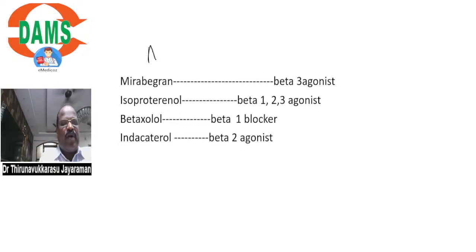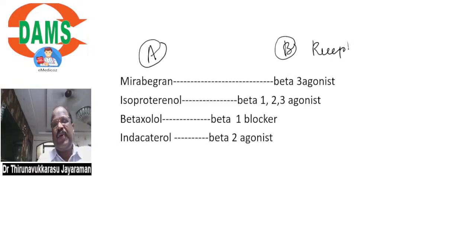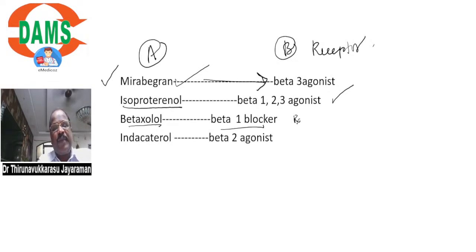I think option A, column B, they've given the receptor on which they are acting. Mirabegron is a beta 3 agonist. Isoproterenol is a beta 1, beta 2, beta 3 agonist. Betaxolol, a cardioselective beta blocker, is useful for treatment of glaucoma and safe in asthmatic people. Indacaterol, a beta agonist, having anabolic action also.